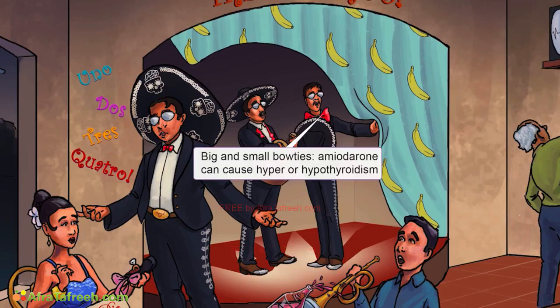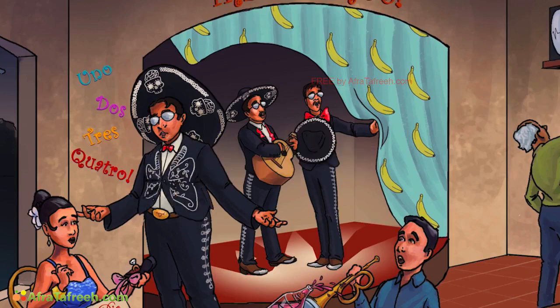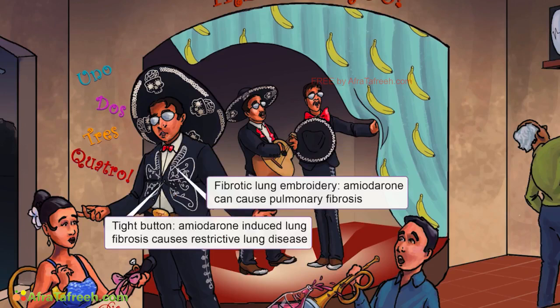Remember to evaluate thyroid function before starting a patient on amiodarone and to obtain regular thyroid function tests. The most important side effect is a dose-related pulmonary toxicity that can lead to fatal pulmonary fibrosis.